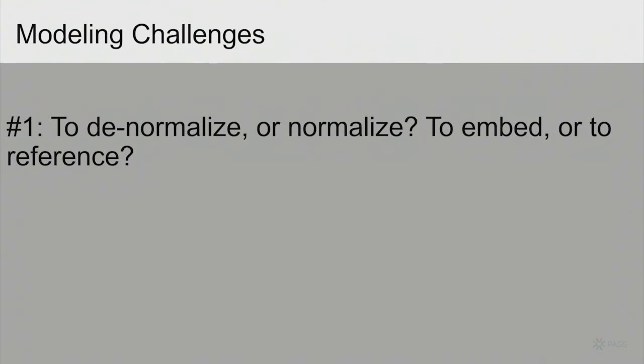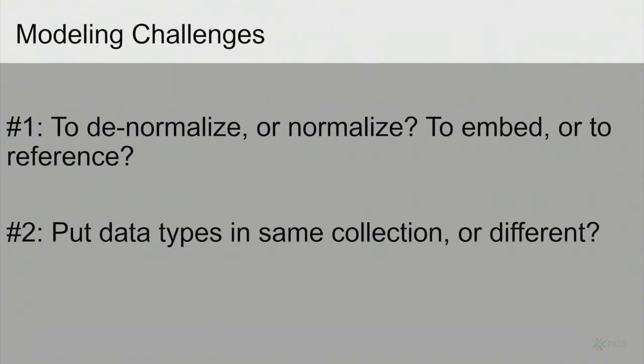Do I denormalize or normalize? Do I embed or reference? There are some design decisions that we need to make around CosmosDB, okay? Do I put the same data types in a collection, or do I move them into separate ones? Like in SQL, you separate your data types out into different columns and so on. With CosmosDB, it's a JSON document that can have different properties for every single document.